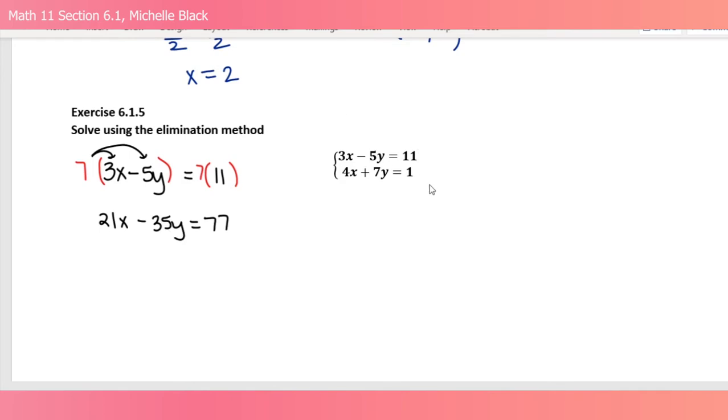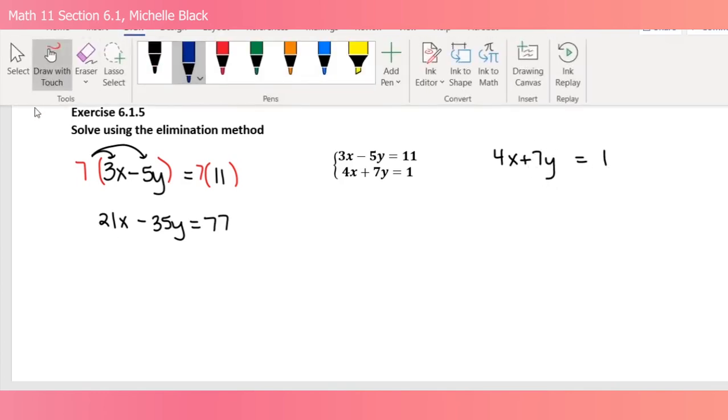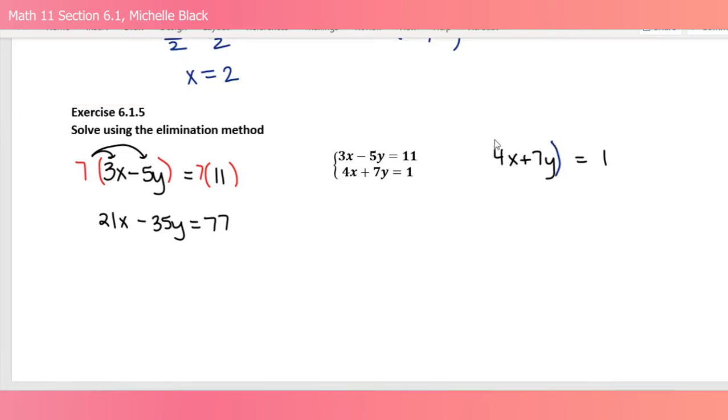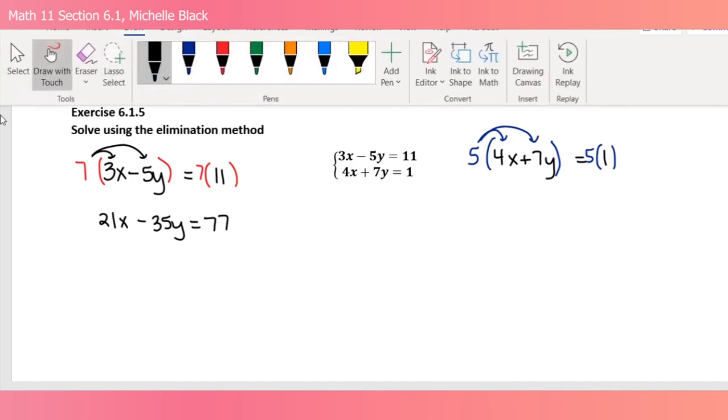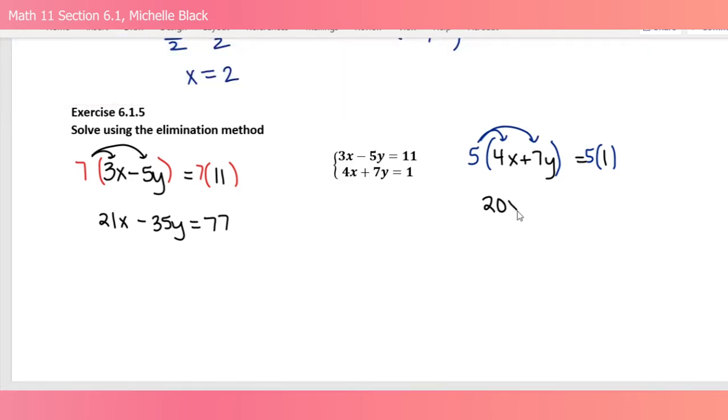And let's multiply the bottom equation by positive 5. Now, if you didn't have opposite signs, you would want to make sure that you multiply one by a positive number and one by a negative. When I distribute this 5, I get back the equation 20x plus 35y equals 5. So now I can rewrite my system with the new representation of my equations.